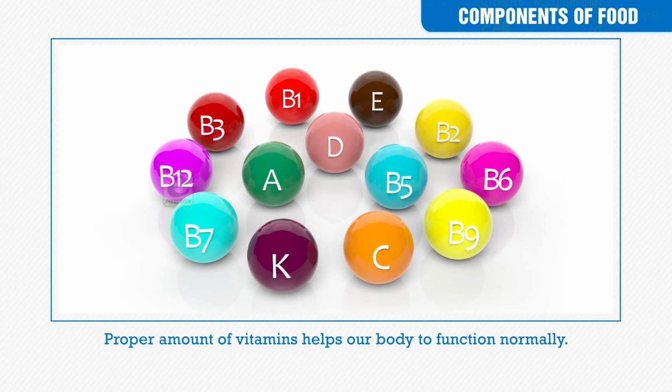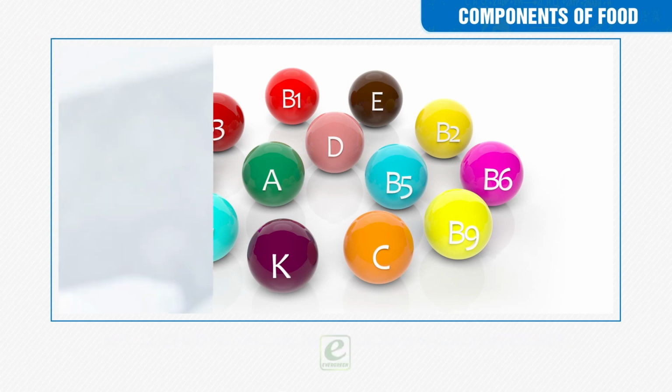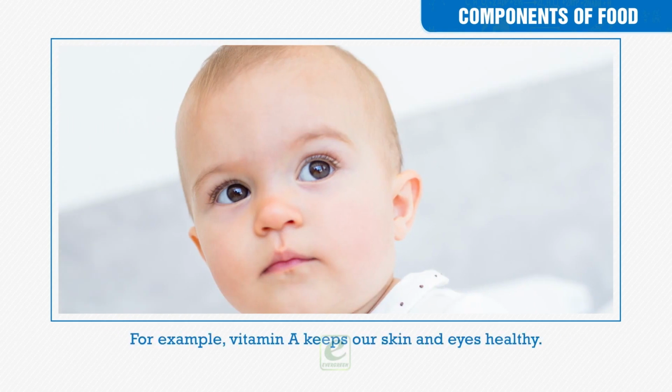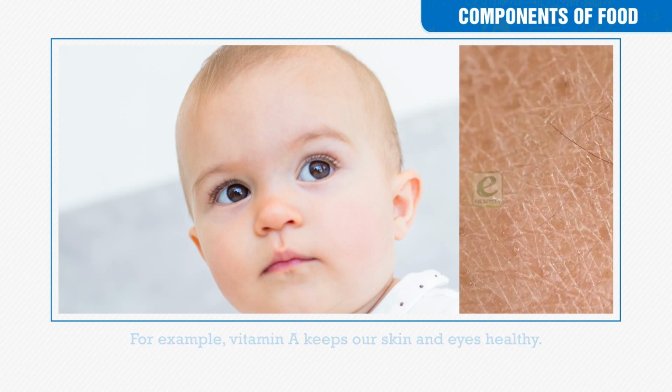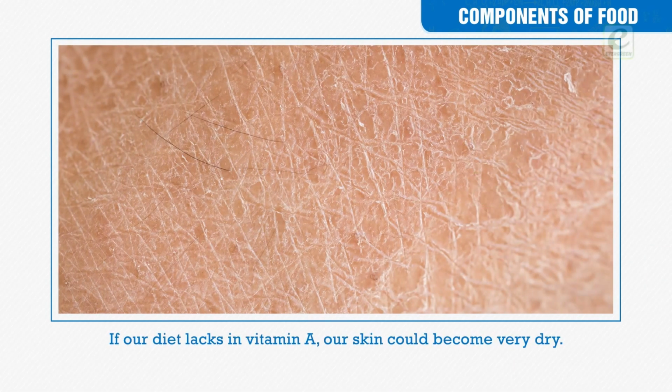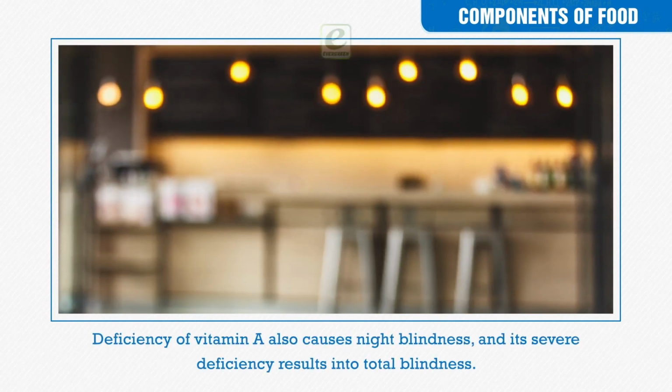Proper amount of vitamins helps our body to function normally. For example, vitamin A keeps our skin and eyes healthy. If our diet lacks in vitamin A, our skin could become very dry. Deficiency of vitamin A also causes night blindness, and its severe deficiency results in total blindness.